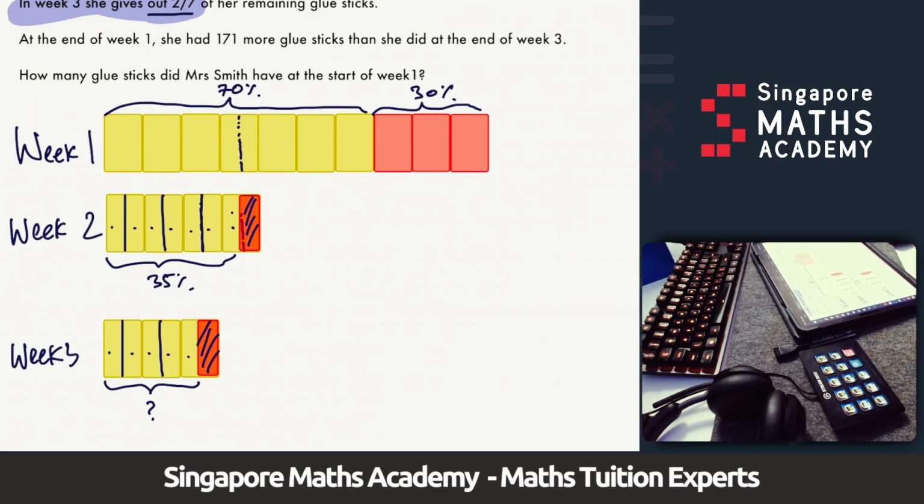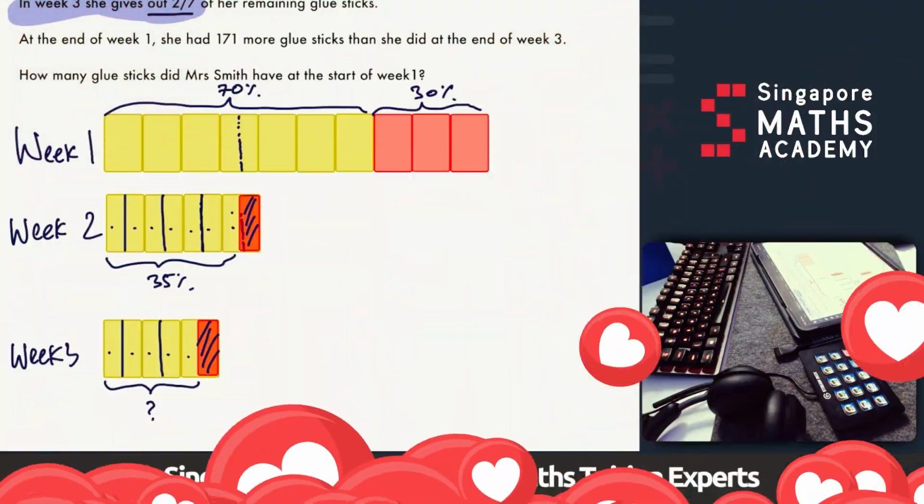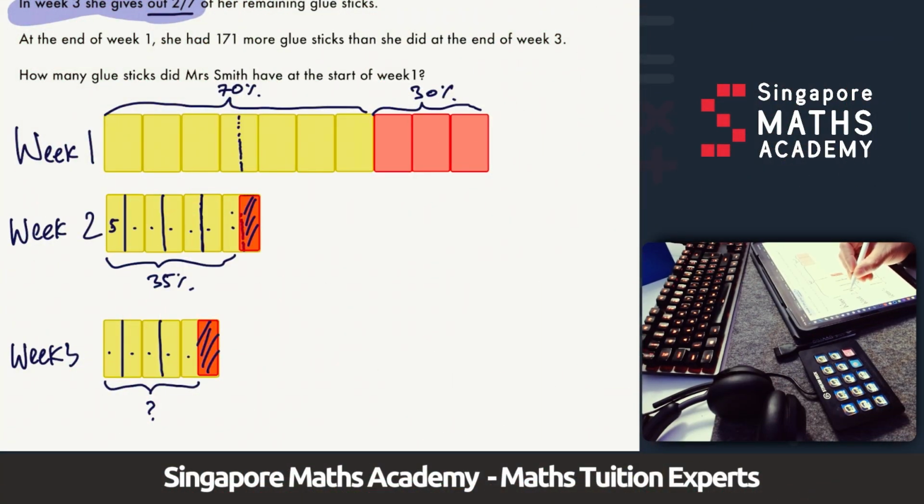What's 35 divided by 7? 35 divided by 7 is 5, right? And so these pieces must be 5%, 10%, 15%, 20%, 25%, 30%, 35%. So this represents 35% of the amount she had at the beginning. And now she was taking 2/7, which is equivalent to 10% of the amount she had at the beginning.